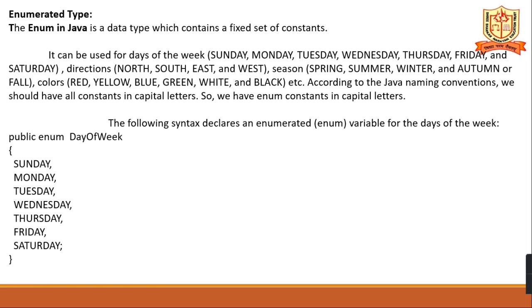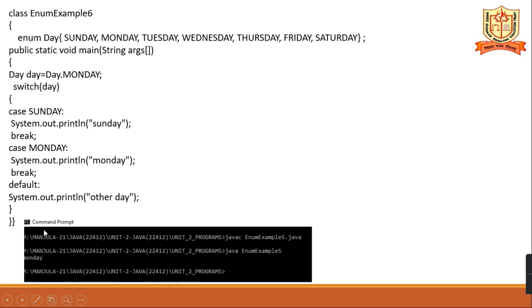And next is the enumerated type. The enum in Java is a data type which contains a fixed set of constants. It can be used for the days of the week, the directions, the seasons, and the colors. According to the Java naming conventions, we should have all the constants in capital letters. So we have enum constants in capital letters. The following syntax declares the enum variable for the days of the week. See, public enum, and here the days of the week. So all the days of the week are mentioned here.